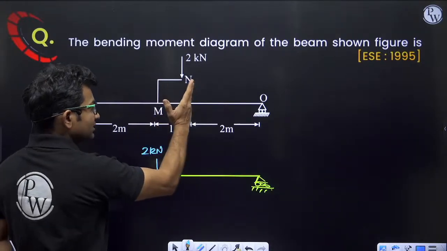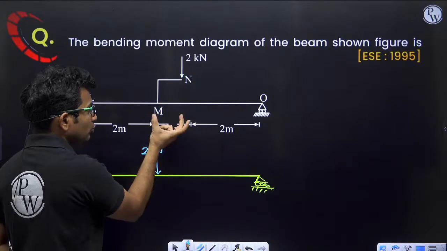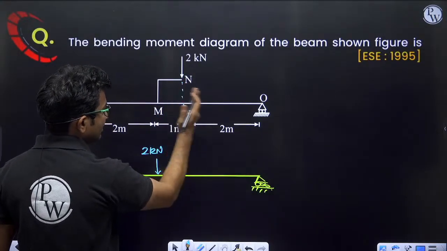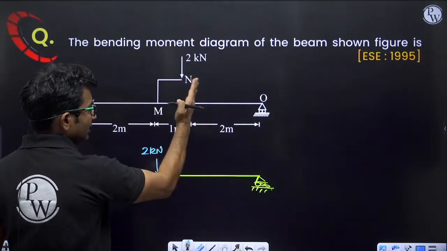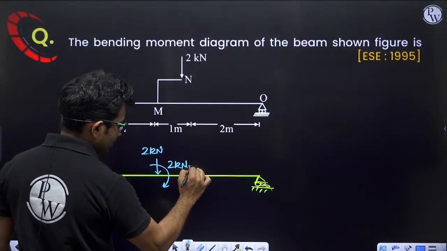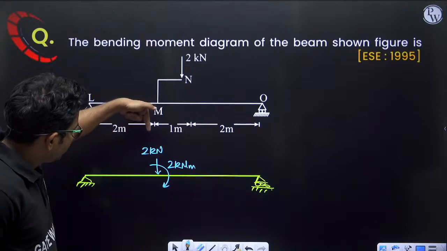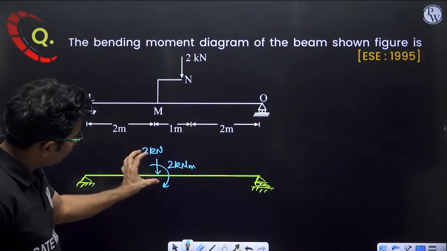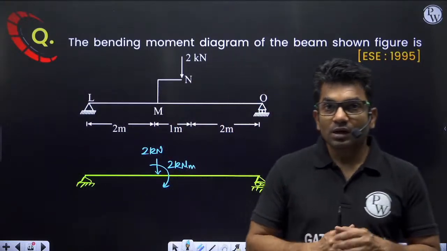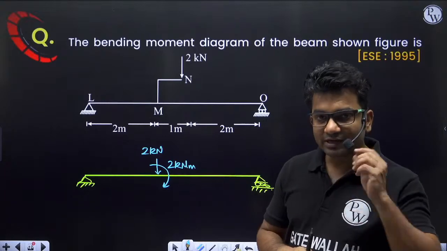Because of this distance, the moment was also coming, so I have to consider that moment also. So 2 into 1, force into perpendicular distance. 1 meter is the perpendicular distance. So because of this distance, I'm getting a 2 kilonewton meter moment acting here. Now a 2 kilonewton load is acting and a 2 kilonewton meter moment is acting here, right? Now I have to draw the bending moment diagram. So let us first calculate the support reactions.